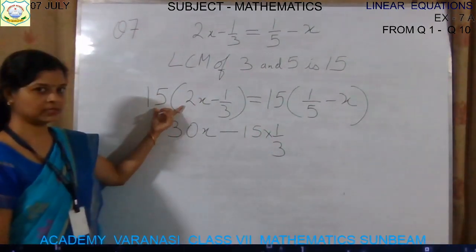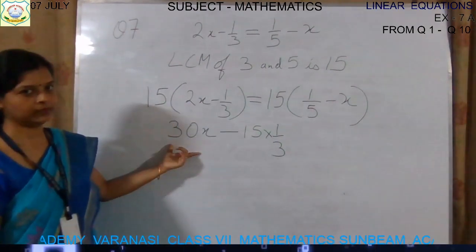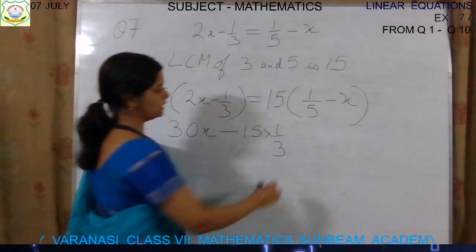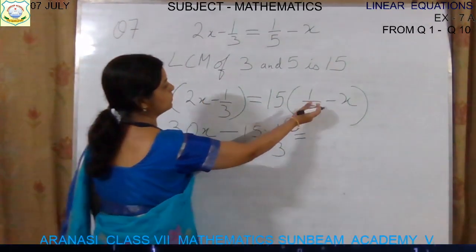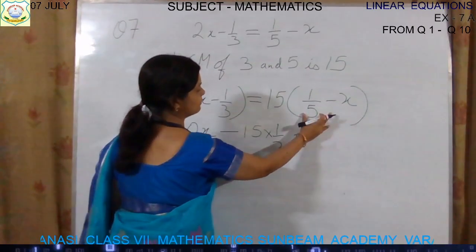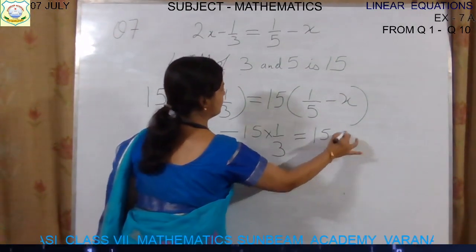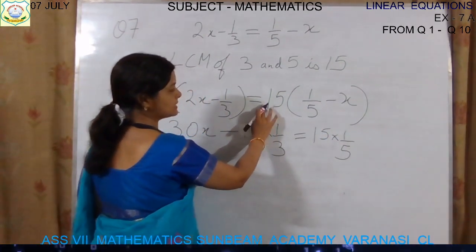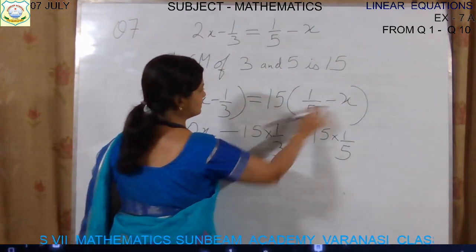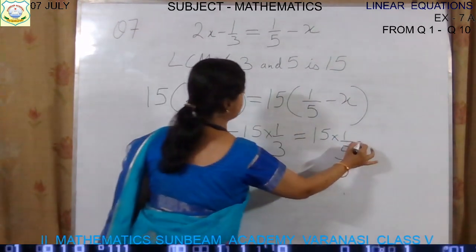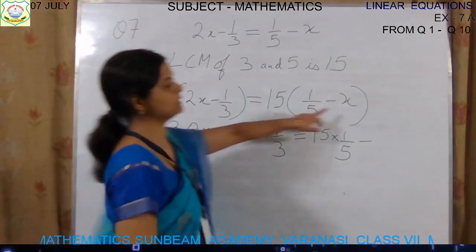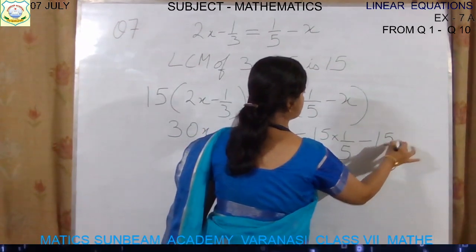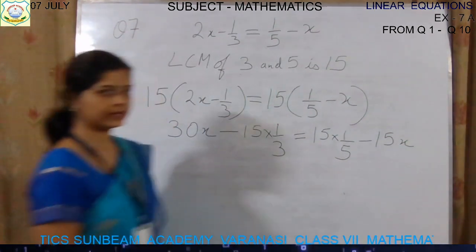15 into 2 we know easily, 30, we have written. But 15 into 1/3 is what? We have to write. Is equal to, again 15 into 1/5. Multiply 15 with the first term, 15 into 1/5. Then minus. Why minus, children? Outside it is positive; plus and minus different signs will become minus. 15 will multiply with the second term, 15 into x will be 15x. You can write it directly.